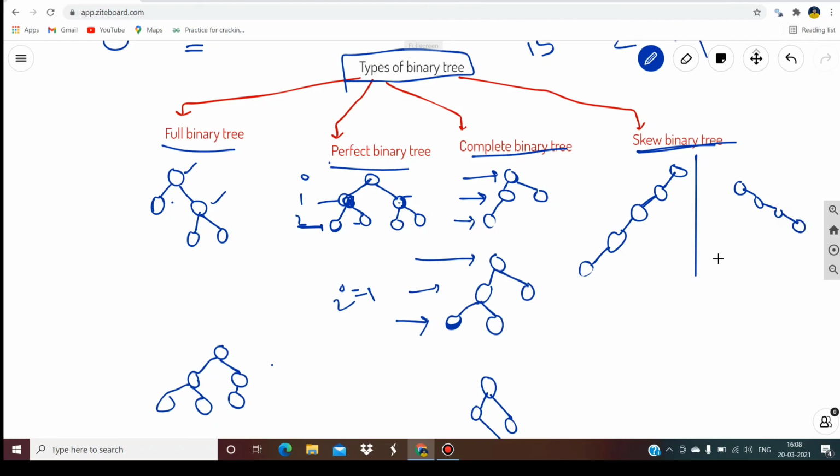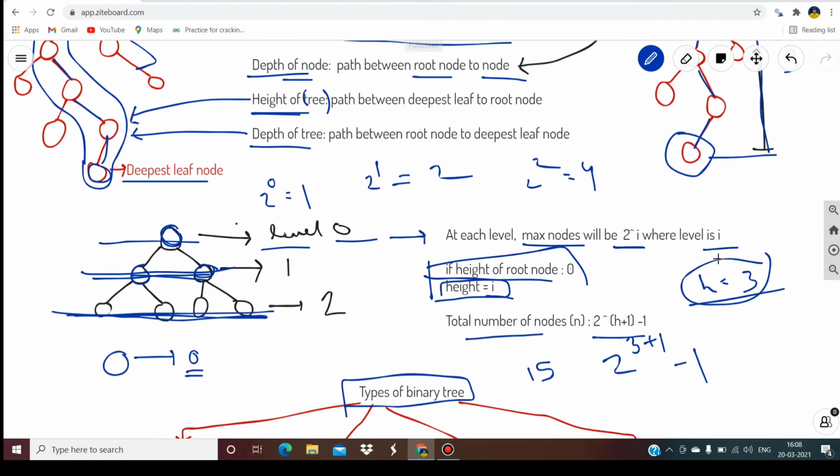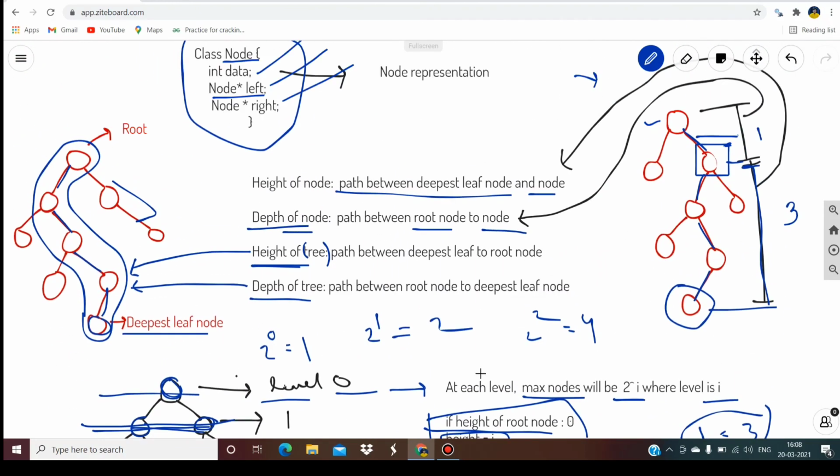So these are the most important types of binary tree, and this is all about the introduction to tree data structure.